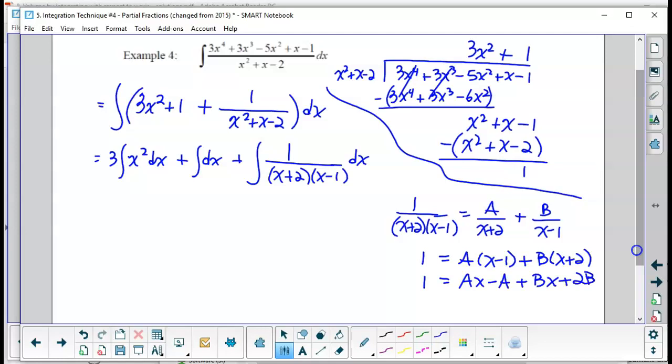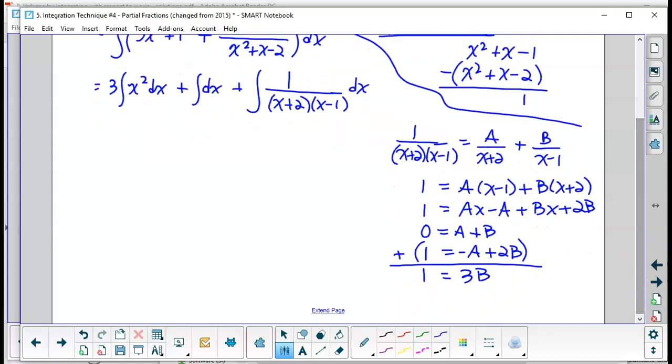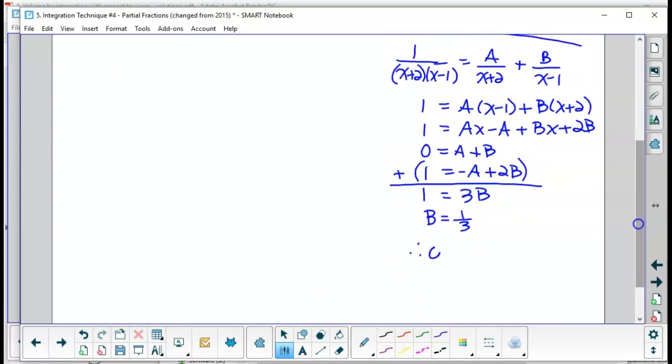So, x terms, 0 equals a plus b. Constant equals negative a plus 2b. We can just add those right away. Okay, so we get b equals 1/3. Okay, then we need to get a. So therefore 0 equals a plus 1/3. So that means a has to be negative 1/3.